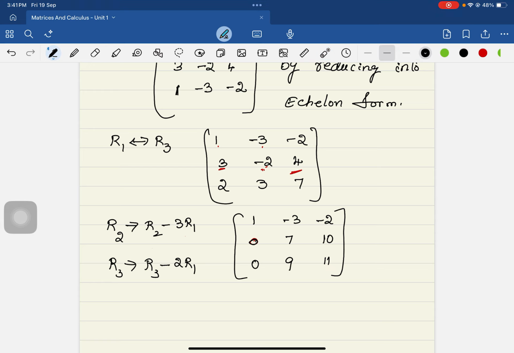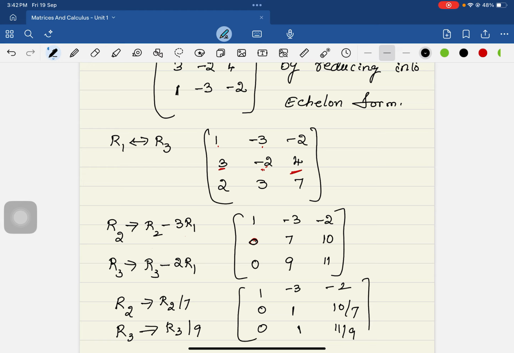So what do you do now? You can change R2 as R2 by 7 and R3 as R3 by 9. If you do this operation, what do you get? Minus 3 by minus 3 is minus 2, and 7 by 7 becomes 1, and this is 10 by 7. 9 by 9 becomes 1 and that is given by 11 by 9. Clear? Right.